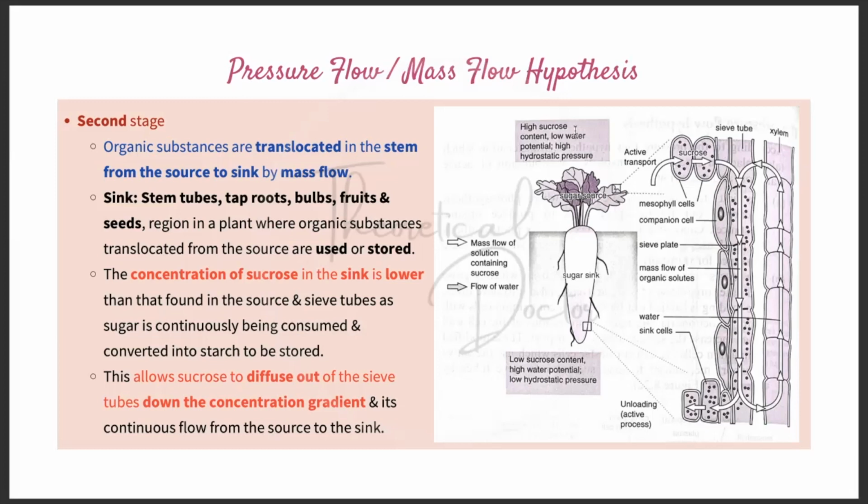This allows sucrose to diffuse out of the sieve tubes down the concentration gradient, and it ensures a continuous flow from the source to the sink. So remember, first in the source, sugar is actively transported, right? So it will create a high concentration of sugar at that region. Now, in the sink, the concentration of sucrose is low because it is actively being removed. It is actively being unloaded. So therefore, the sucrose is able to move passively from the source to the sink, because in order to move passively, the substance has to move from an area of high concentration to an area of low concentration. So therefore, sucrose is continuously being moved throughout the plant.